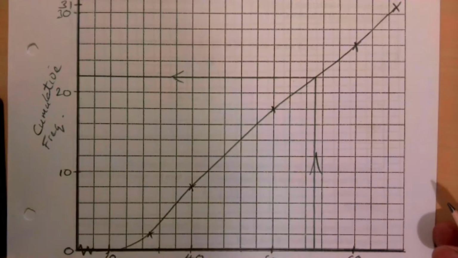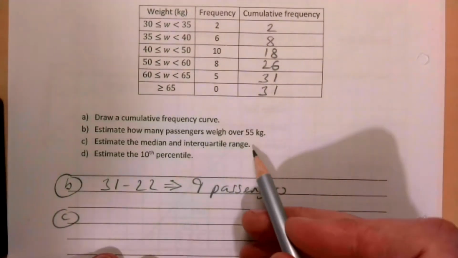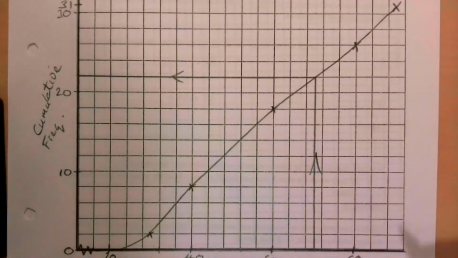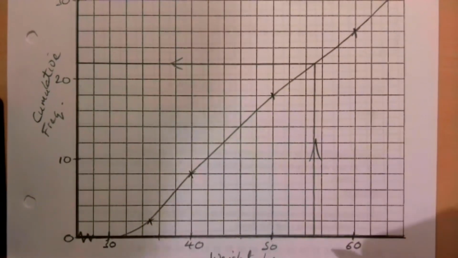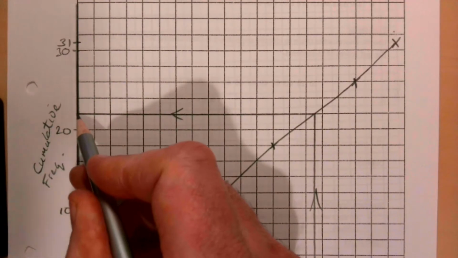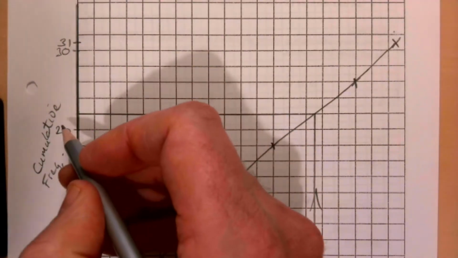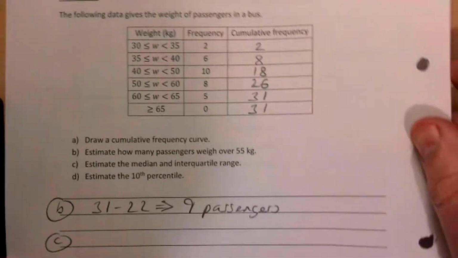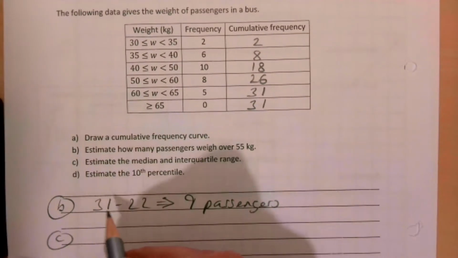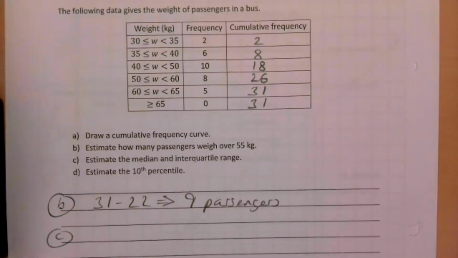The next thing says estimate how many passengers weigh over 55 kilograms. So how do we do that? You go to 55 here, 50, 60, 55, I do my arrow up and I go across, and I'm reading that off at 22. Now remember, 22 is the amount of passengers who would be below 55, so we need to subtract that from 31. So for part B, 31 take away 22, it's going to be 9 passengers.